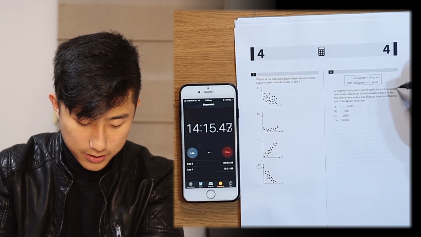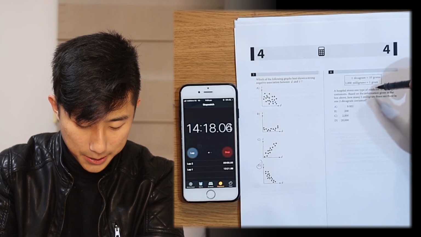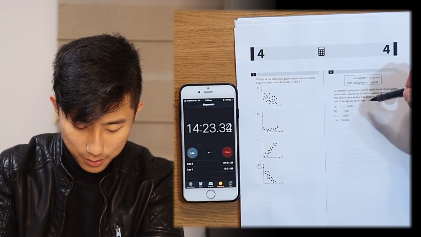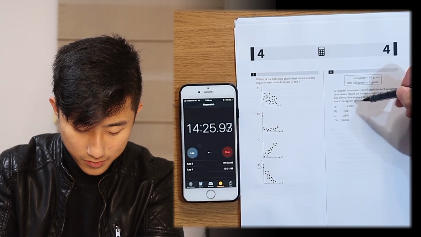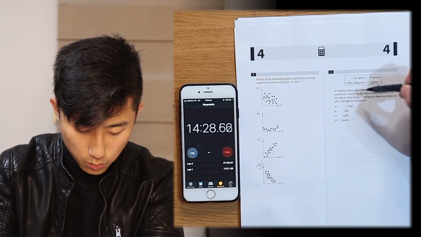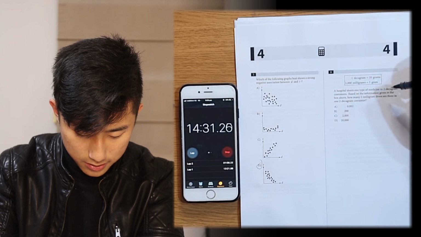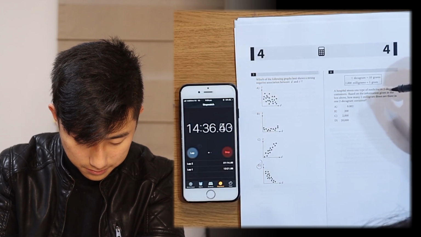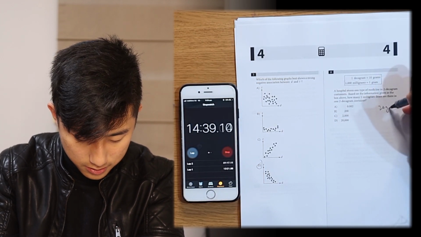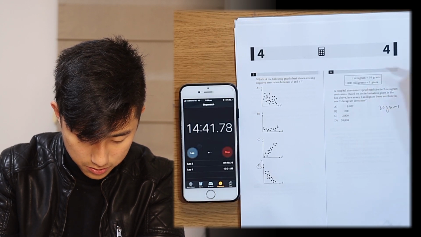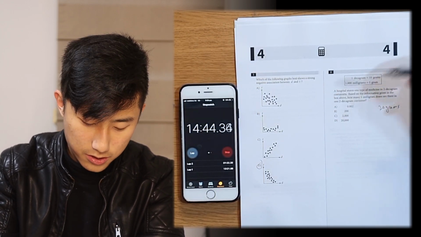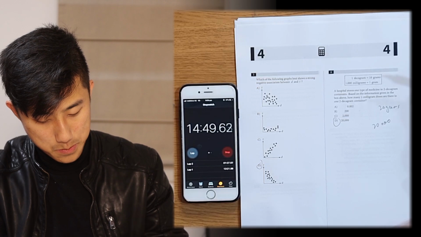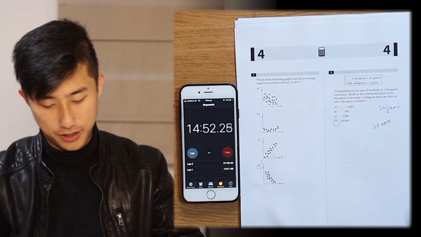Hospital stores one type of medicine in 2 decagram containers. Based on the information, how many 1 milligram doses are there in one 2 decagram container? Okay, so that's 20 grams. So 20 times milli is 1,000, so 20,000 is D. Oh yeah, it even tells you. Okay.